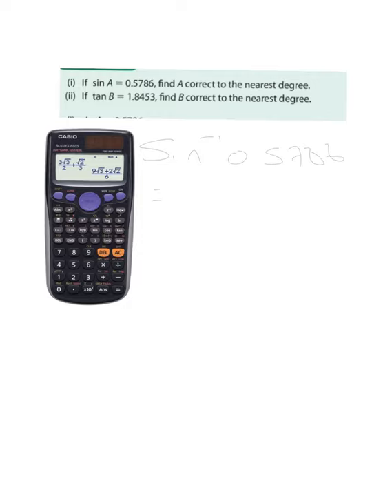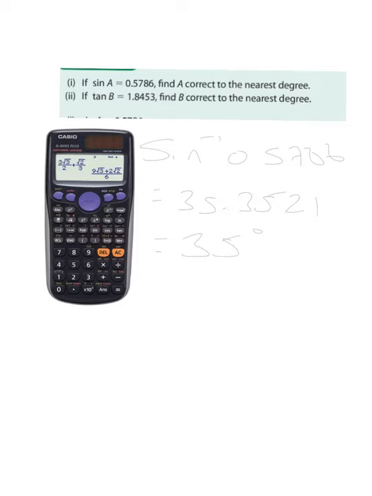And to do that into your calculator, you must press Shift sin first and then slot in the value that they gave you, which was 0.5786, and then press the equal to button. And then on your screen, you're going to get 35.5321. So to the nearest degree then, they said 35 degrees.